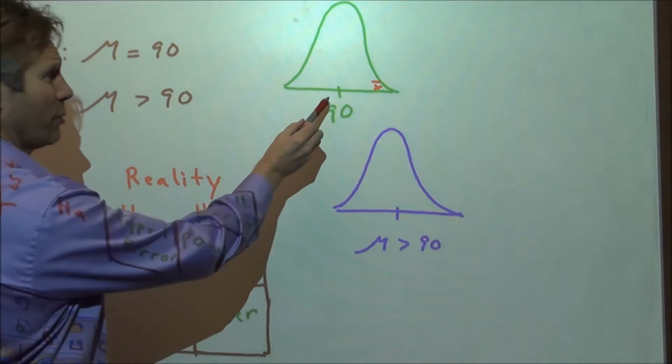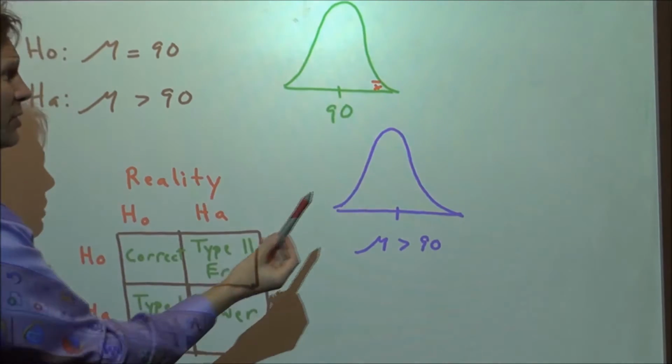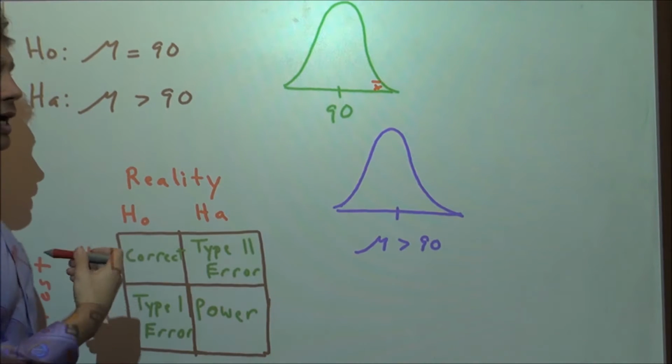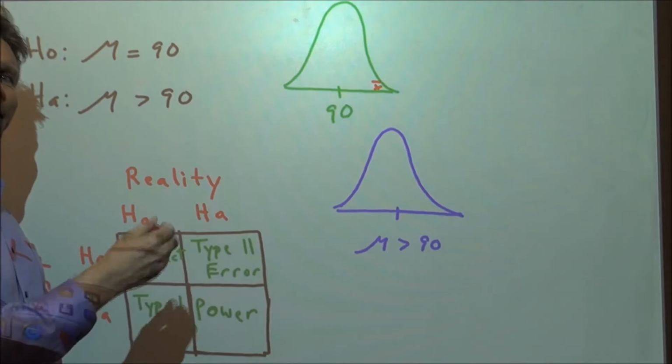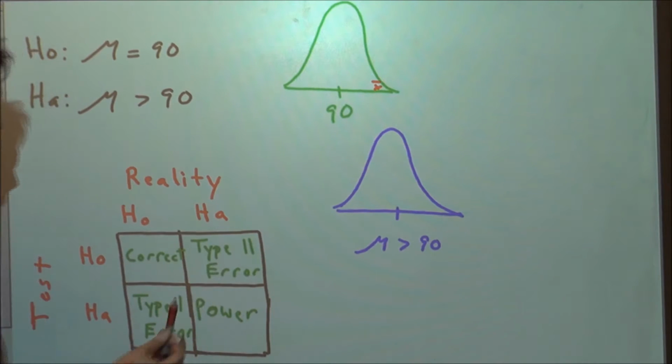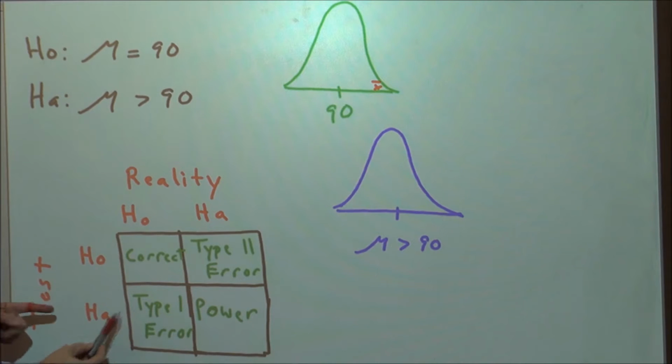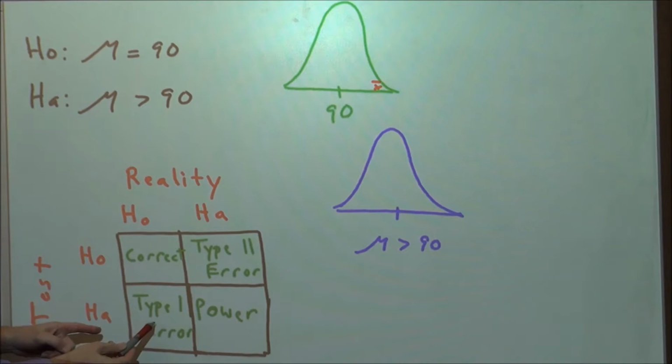But if the null is really true, and that just happened due to chance, we just made a type 1 error. The consequence is we're going to hire more people when we didn't need to, so we'll lose money in that regard. That is a type 1 error. The null was true, but we went with the alternative and we were wrong.